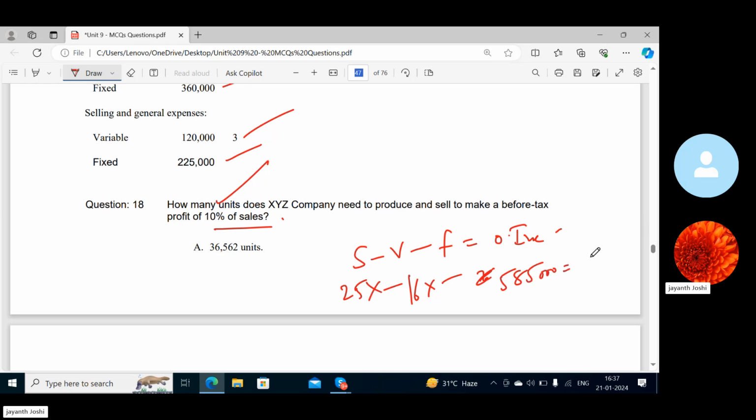Operating income is 10% of sales. So sales is how much? 25. So 25 into X into 10%. Can you find out the X value? Yes, sir. Done. 25X into 10%. Selling price into number of units into 10% of that is the profit.